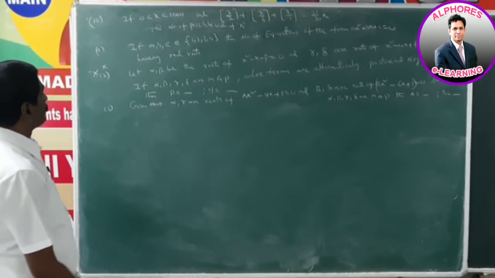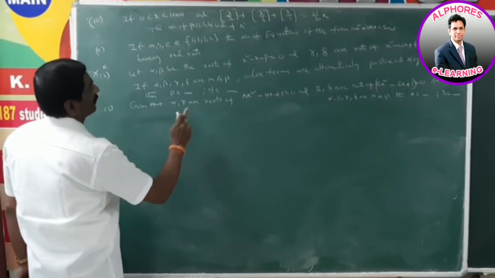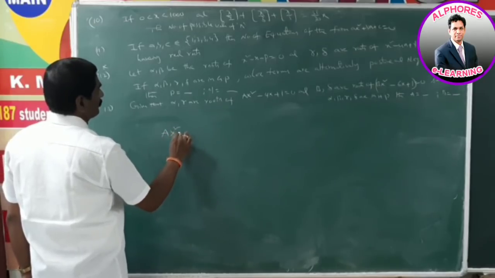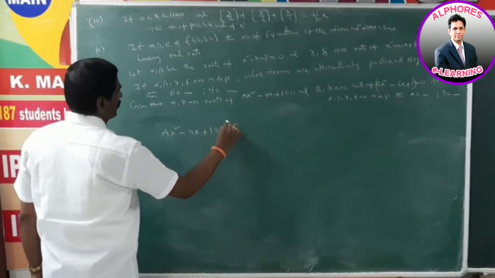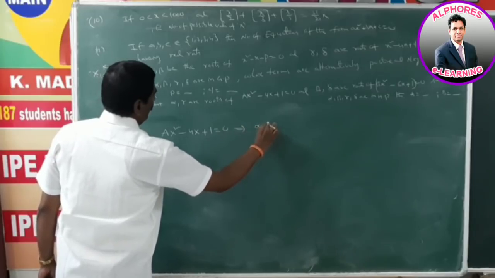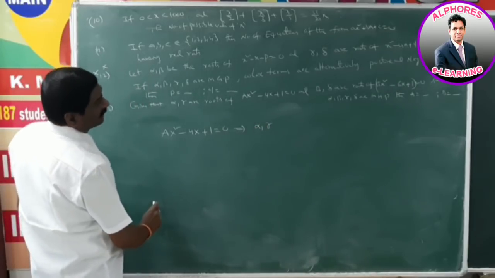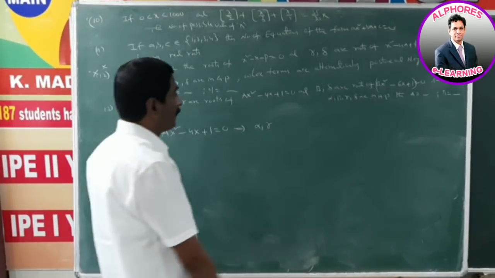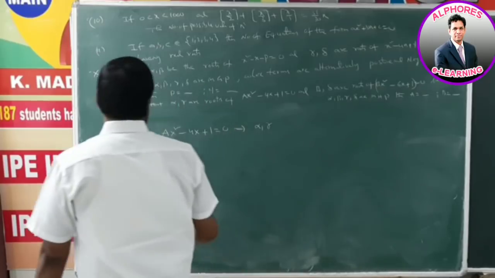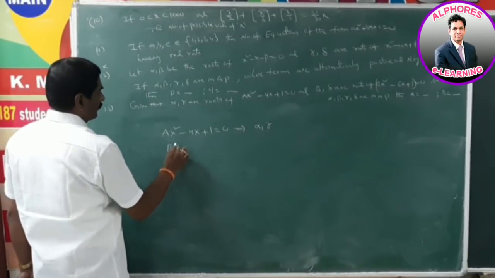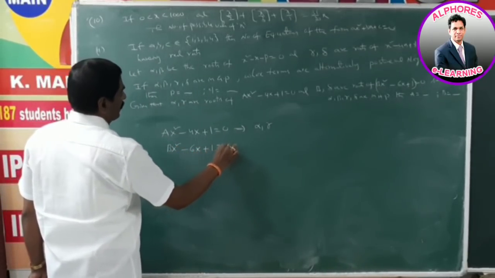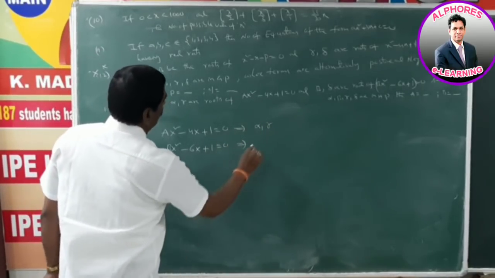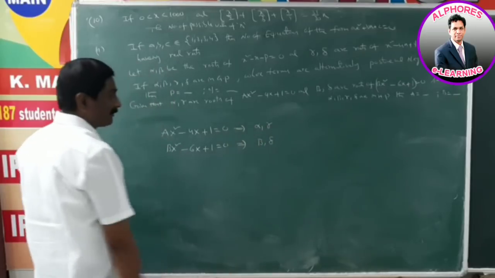From the given, alpha and gamma are the roots of a x square minus 4x plus 1 is equal to 0. In this case, the roots are alpha, gamma. Next, the second one, b x square minus 6x plus 1 is equal to 0. In this case, the roots are beta, delta.